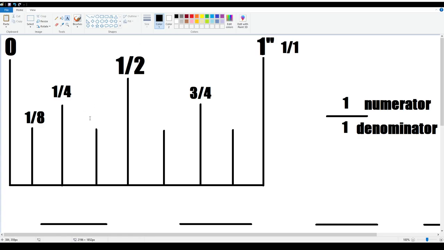But we still need to fill out the rest of our hash marks here. And we know these shorter ones are eighths. These are our eighths of an inch.